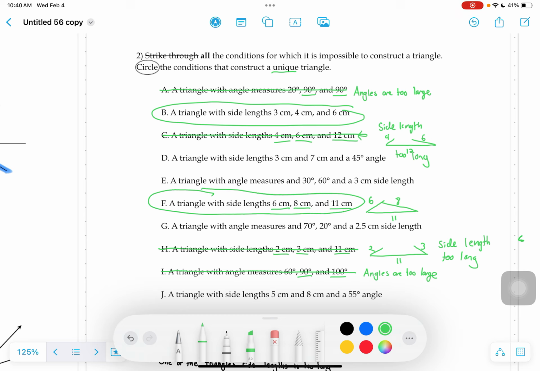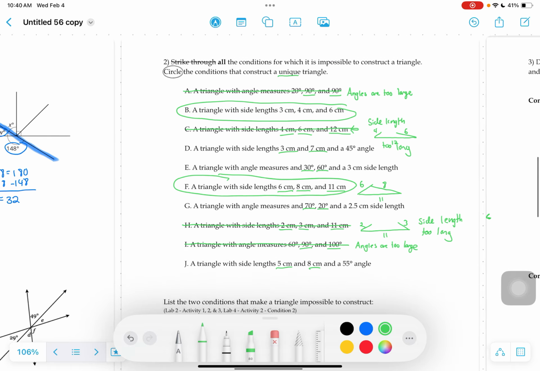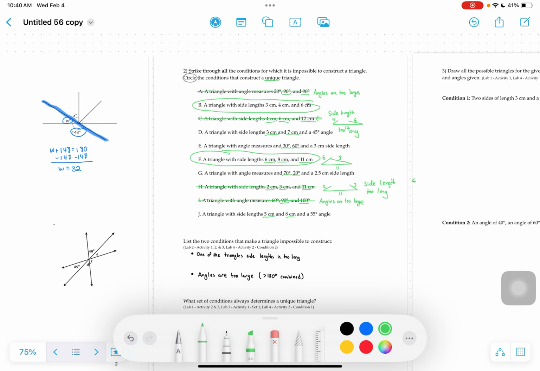The rest of these, none of them are equilateral triangles. Different side lengths, different angles, and different side lengths. So we're complete. We found all of the unique triangles and crossed off all of the impossible ones.